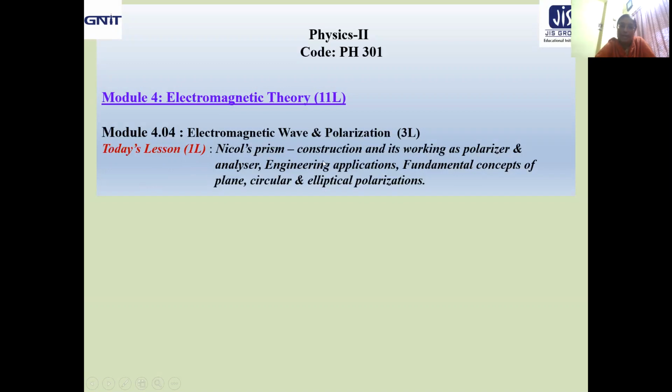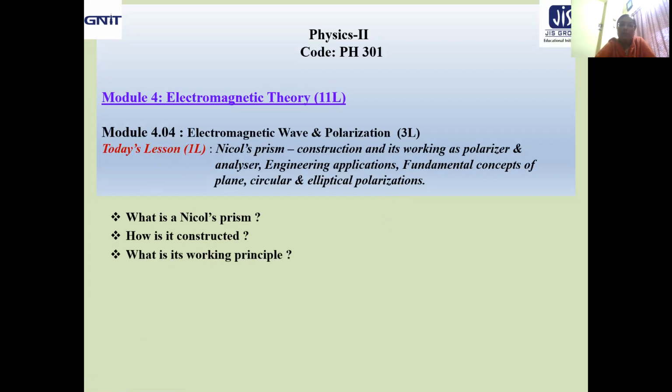as polarizer and analyzer, then its engineering applications, then fundamental concepts of plane, circular and elliptic polarizations. Basically, the classification of polarizations. Naturally, the questions to be addressed are: what is a Nichols prism? Next one, how is it constructed? Next, what is its working principle? Then we will go for how Nichols acts as polarizer. Next, I will discuss how it acts as analyzer.